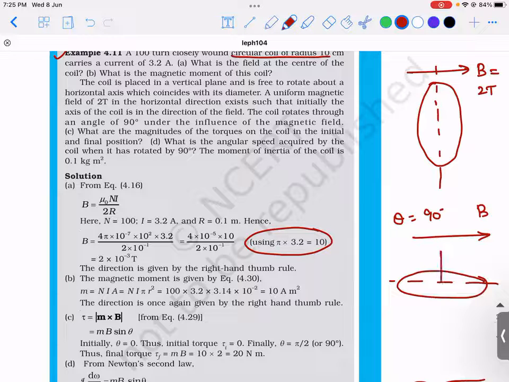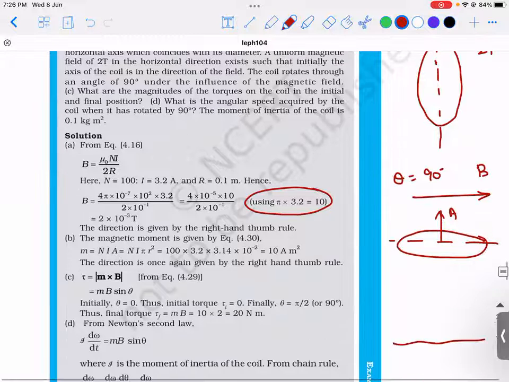Because this will be the areal vector. I told you clearly, when you're trying to calculate the torque, NIBA sin theta, the theta refers to the angle between area and magnetic field. The areal vector is always perpendicular to the coil. Are you able to understand?